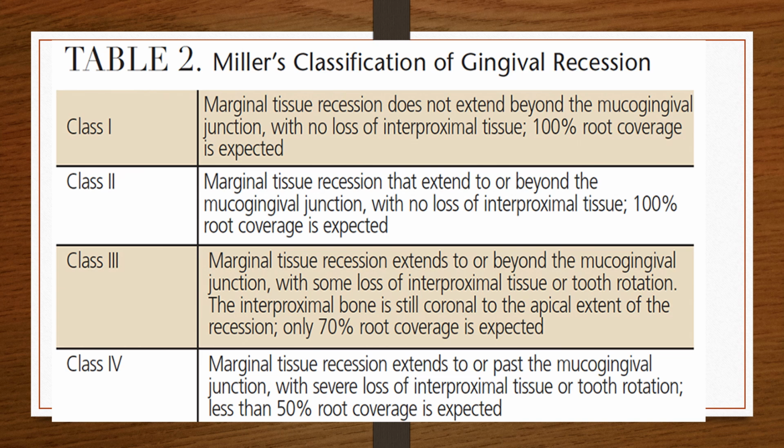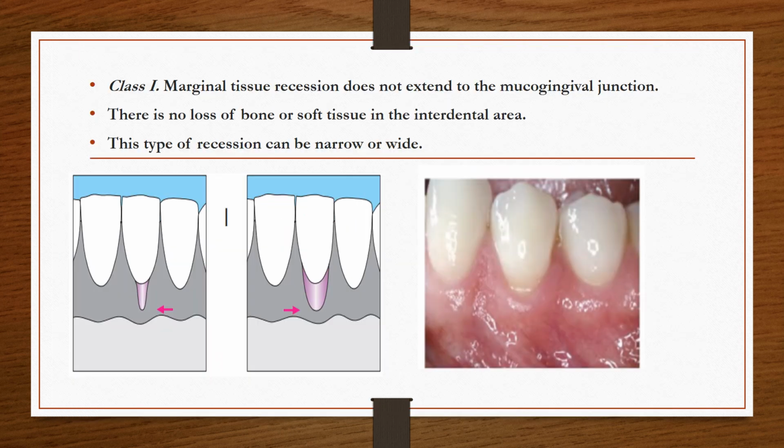Coming to the details of each one, there is class 1 as we told. You can see that it can be localized or generalized, or it can be narrow or wide. You can see that there will not be any loss of bone or soft tissue in the interdental area. You can see that it is intact in the interdental area, but it will not extend to the mucogingival junction. This is the mucogingival line, so it will not extend to the mucogingival junction.